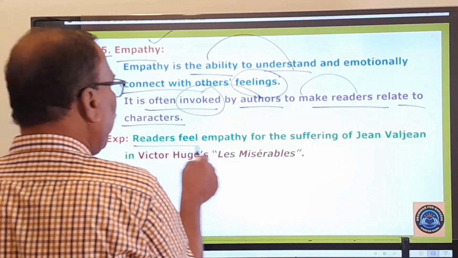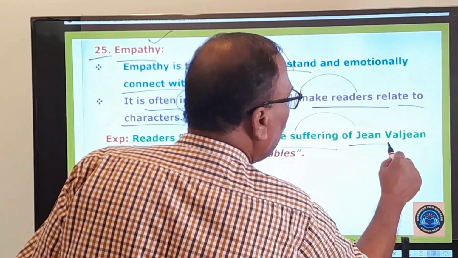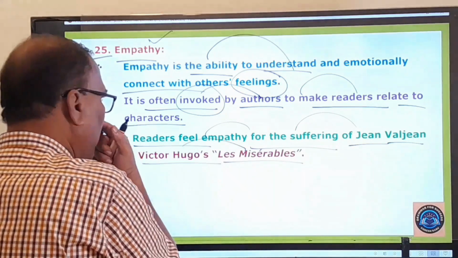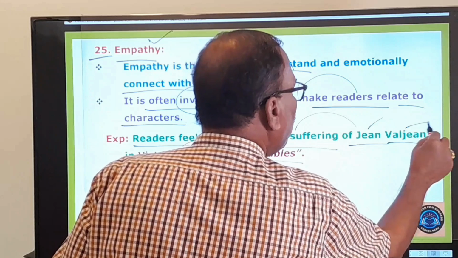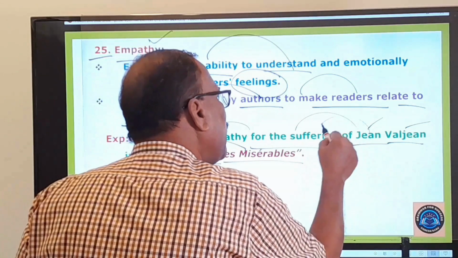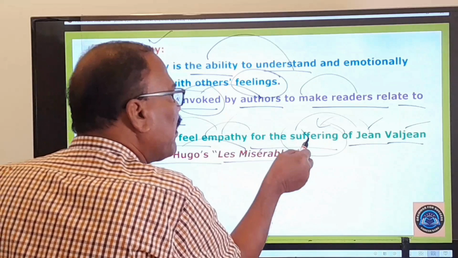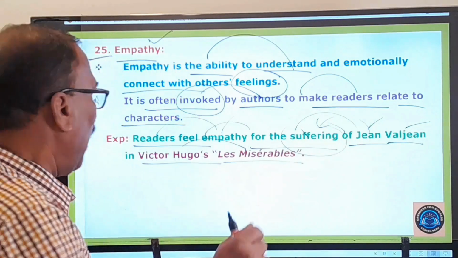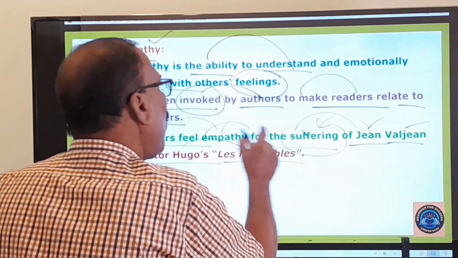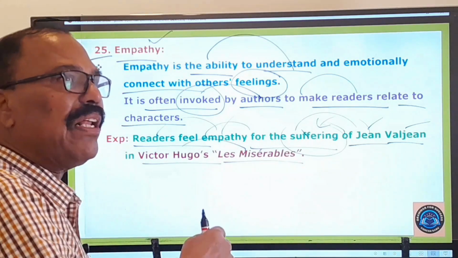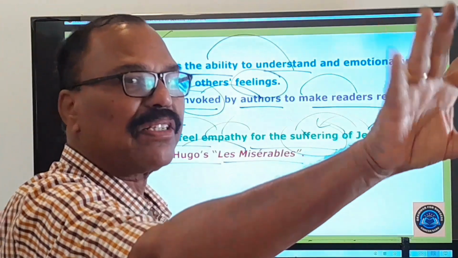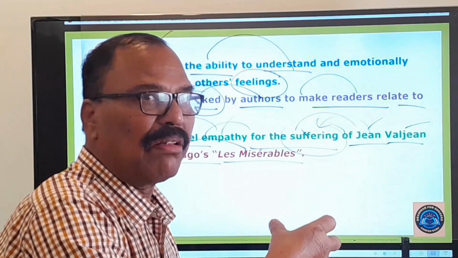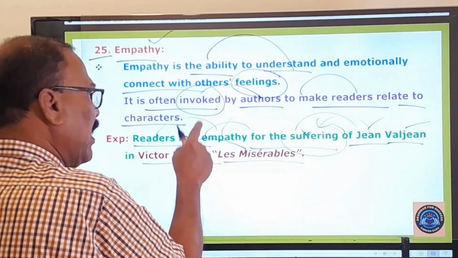Readers feel empathy for the suffering of Jean Valjean in Victor Hugo's Les Miserables. In this novel written by Victor Hugo, there is a character called Jean Valjean, and he undergoes so many sufferings. The readers feel empathy for the suffering. They understand the sufferings of Jean Valjean, first point, and they connect themselves with that character. They feel that they were only undergoing those sufferings, only experiencing those sufferings. That is the connection established by this writer in that novel.